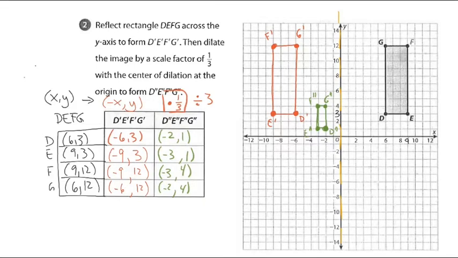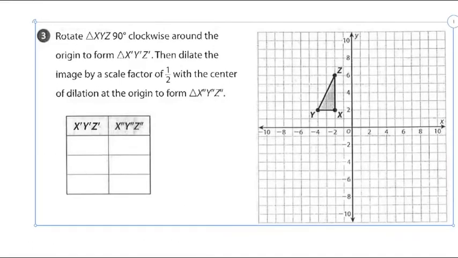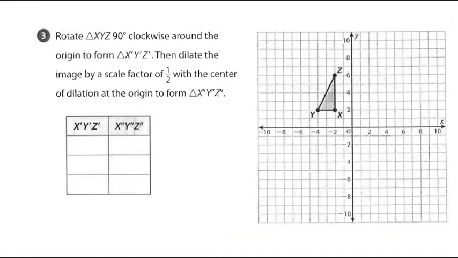Okay, number 3. Rotate X, Y, Z 90 degrees clockwise about the origin to form triangle X prime, Y prime, Z prime. So you guys should know my first thing I'm going to do is write my original coordinates down. It doesn't tell you to do that, but to me it's nice and handy, especially on the rotations. I like to have them. So that's X, Y, Z. X is at -2, 2. Y is at -4, 2. And Z is at -2, 6.